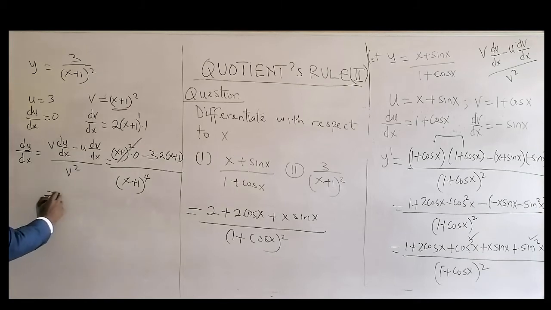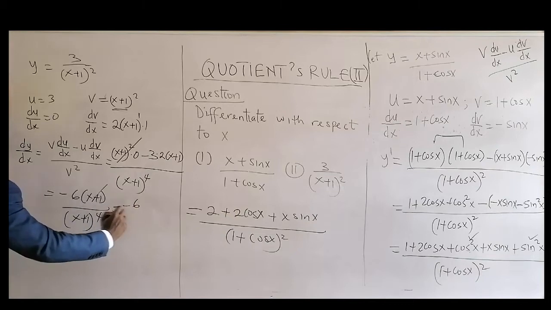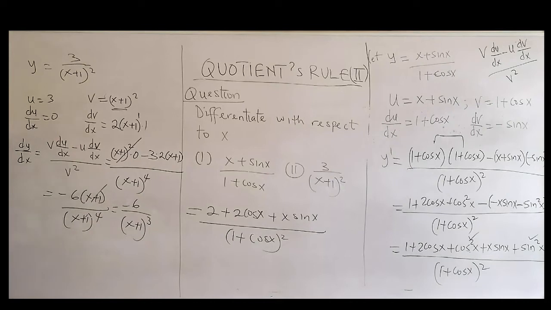So your final answer is what? Minus 6 into bracket x plus 1 all over x plus 1 power 4. So this one will cancel, this one will cancel. So we have minus 6 over x plus 1 power 3. 1 has gone here, so power 3. So that's the answer to that. One more question on this.